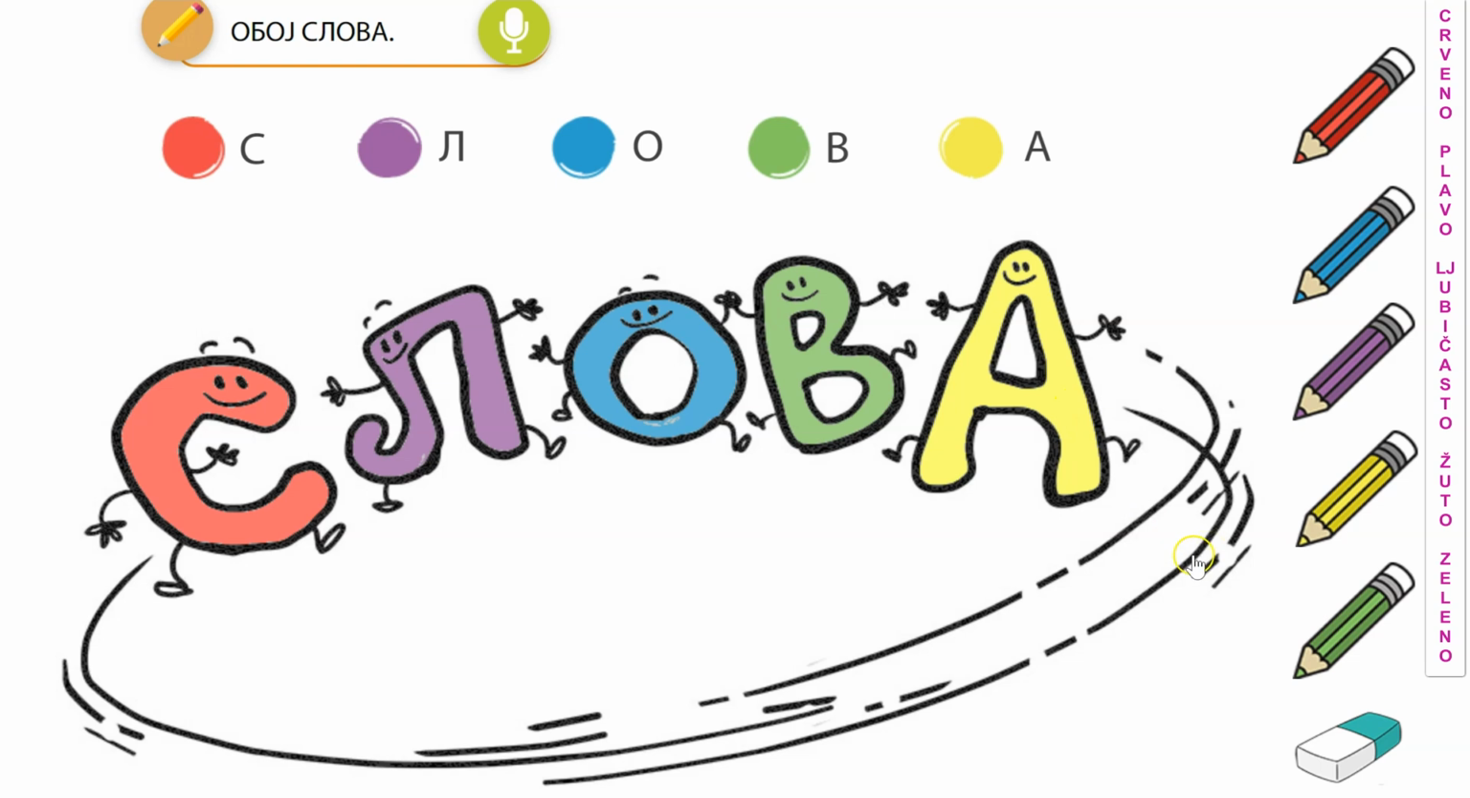Obojili smo slova. We colored the letters. Let's read together. S, L, O, V, A. Slova. Hajde da izbrišemo to. Brišemo, brišemo, brišemo. We have erased everything, so now you can play it.